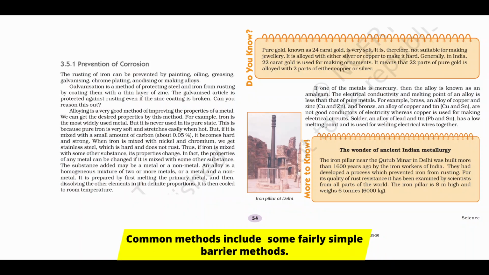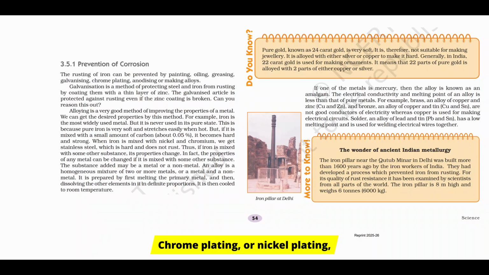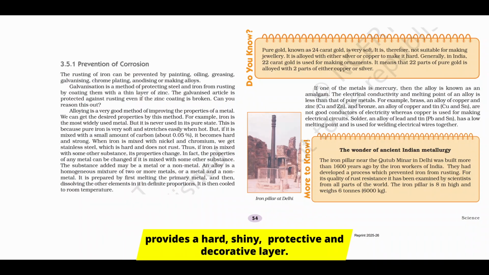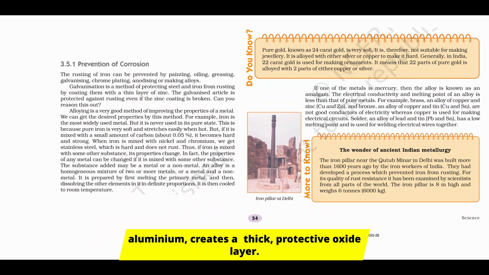Common methods include some fairly simple barrier methods. Painting the metal surface creates a physical barrier between the iron and the environment. Applying oil or grease does the same, often used for moving parts of machinery. Chrome plating or nickel plating provides a hard, shiny, protective, and decorative layer. Anodizing, which we discussed earlier for aluminium, creates a thick, protective oxide layer.